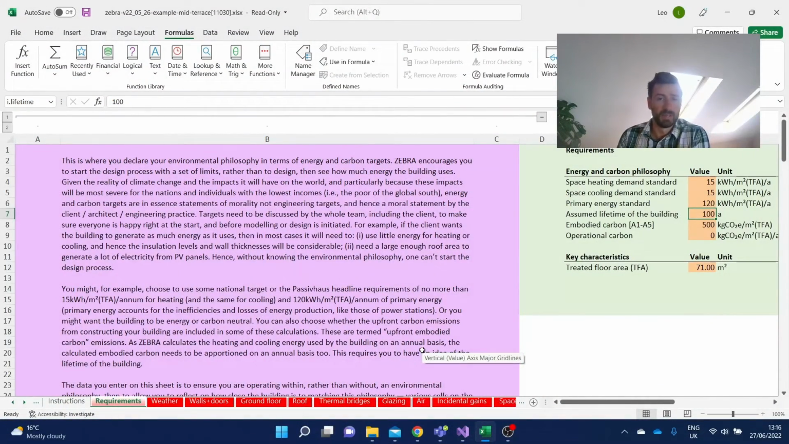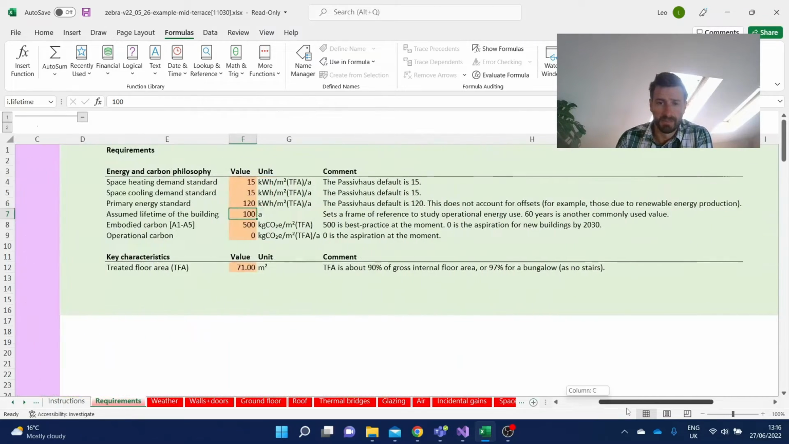So this is what the requirement sheet looks like in the model. On this side, we have a number of inputs. So in this first section, we define our energy and carbon philosophy for the building, which is essentially the requirements we expect our building to achieve. And in the second section, we define some key characteristics for the building.